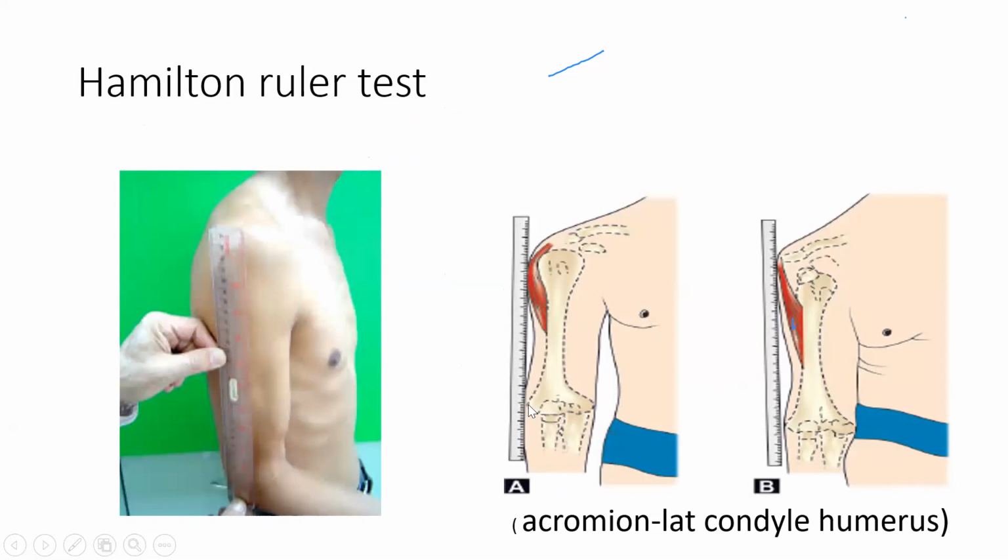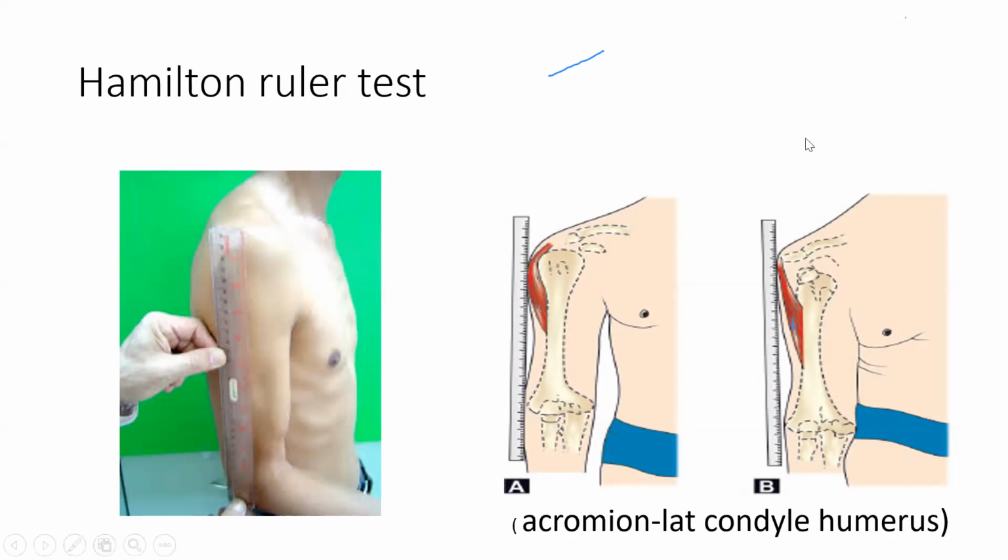this is the lateral condyle of the humerus. If you adduct your shoulder by yourself and keep a ruler, it will touch your lateral condyle of the humerus. Superiorly it will go along the muscle mass, that is because of the supraspinatus.